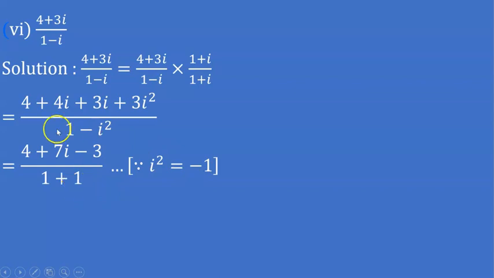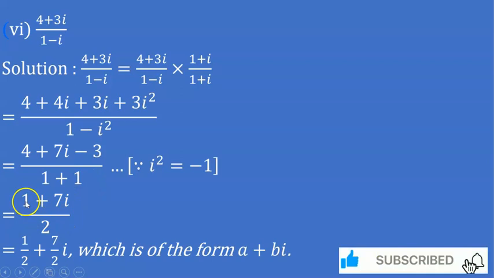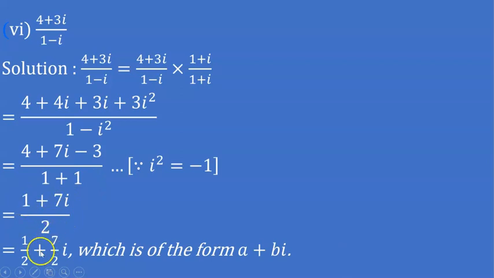Substitute the value. Next, this is 4 as it is. 4i plus 3i, you will get 7i. 3 into i square is minus 1, 3 into minus 1, you will get minus 3. 4 minus 3, next step, you will get 1 plus 7i. 1 plus 1, you will get 2. Therefore, 1 plus 7i upon 2, then you will get 1 upon 2 plus 7 by 2 i, which is of the form a plus ib.